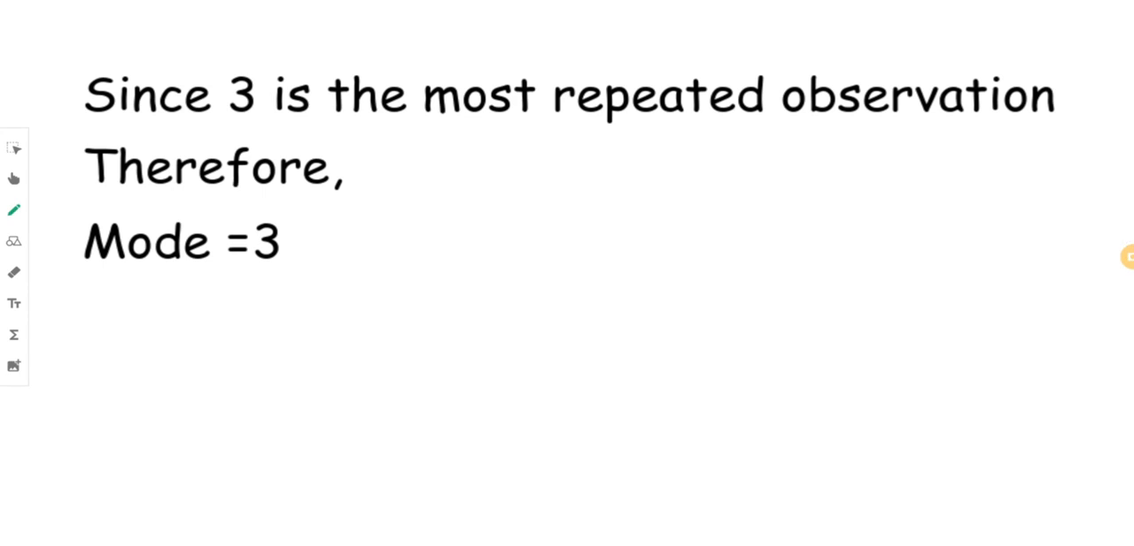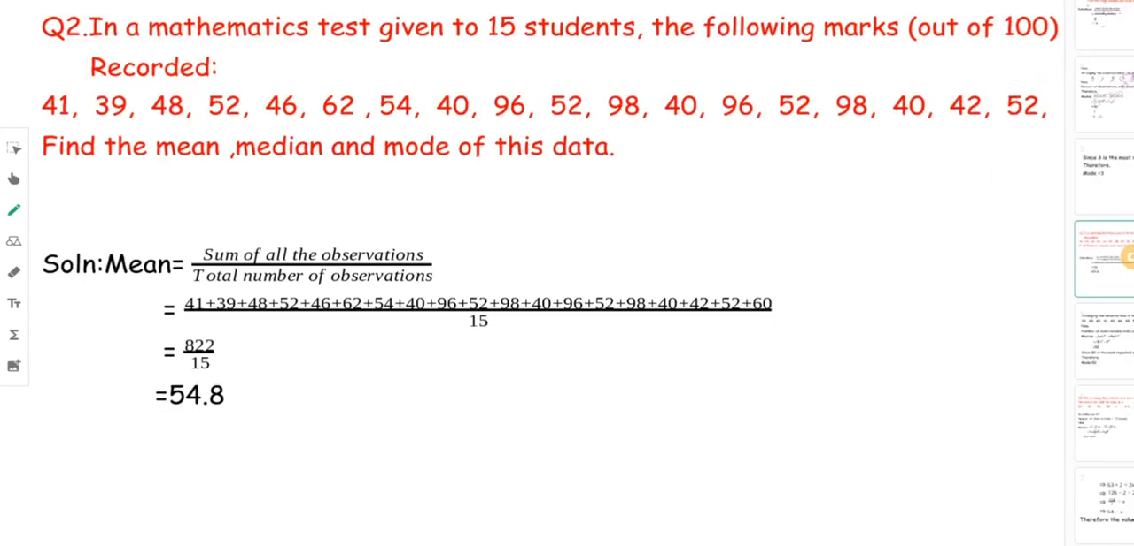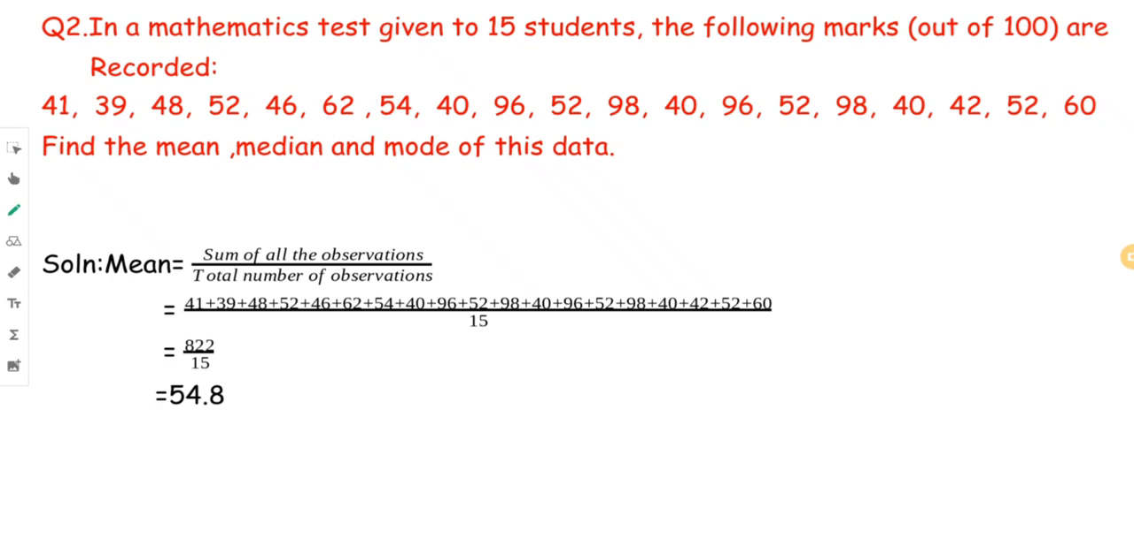All right, let's do one more question from here again. Almost the same thing: in a mathematics test given to 15 students, right? So total number of observations is 15. The following marks were obtained. You can already see that they've given us. So same thing again, right? Find the mean, the median and the mode of this data. So let's start by finding the mean again.